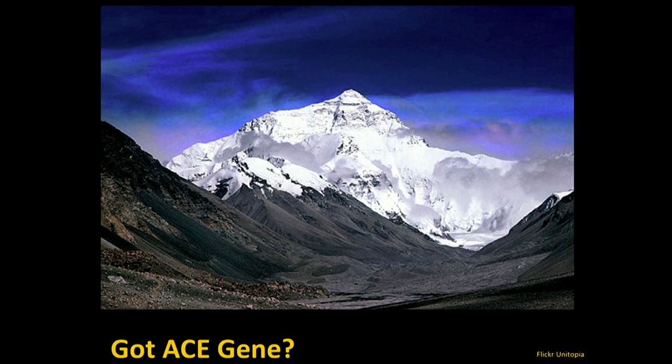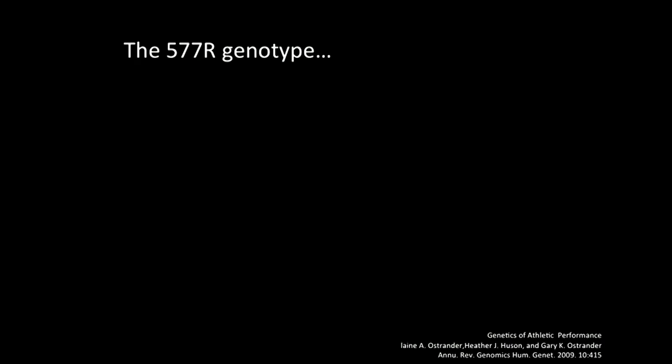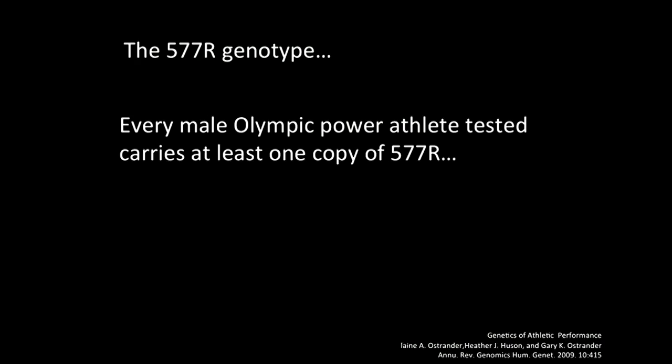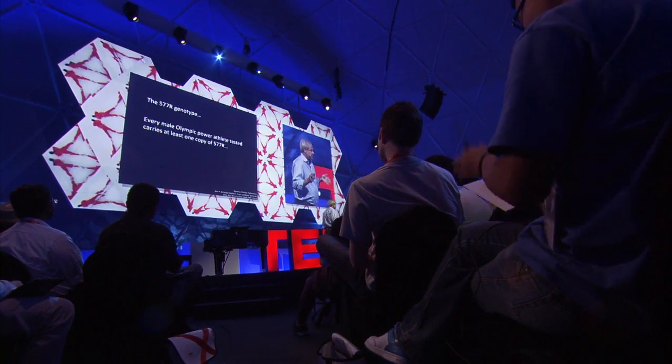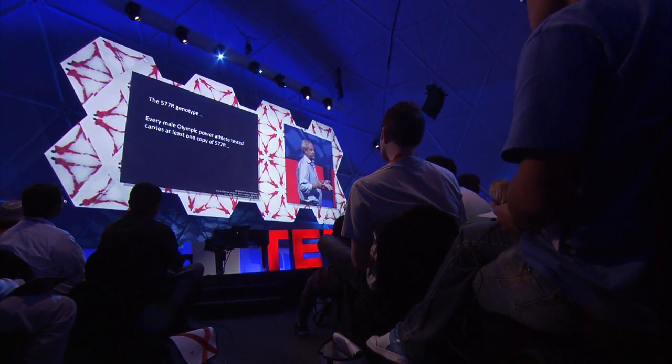And as we think about that, we're actually beginning to find things like, do you have an ACE gene? Why would that matter? Because nobody's ever climbed an 8,000-meter peak without oxygen that doesn't have an ACE gene. And if you want to get more specific, how about a 577R genotype? Well, it turns out that every male Olympic power athlete ever tested carries at least one of these variants. If that is true, it leads to some very complicated questions for the London Olympics.